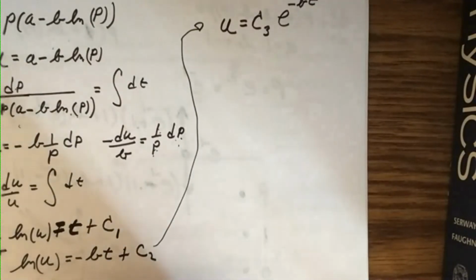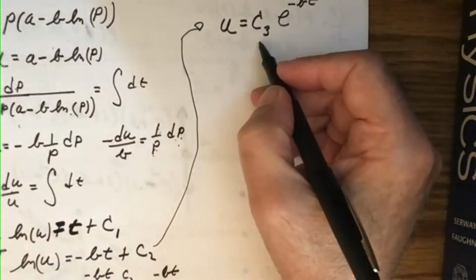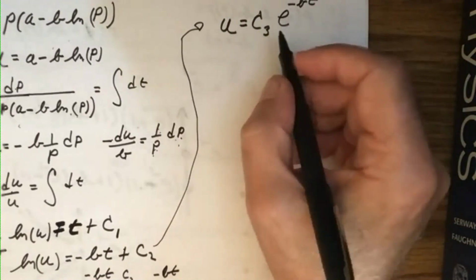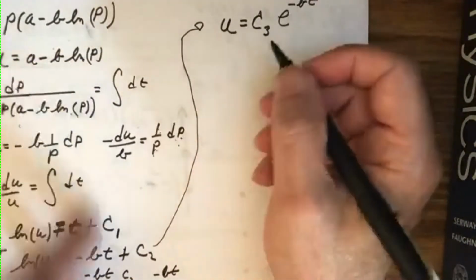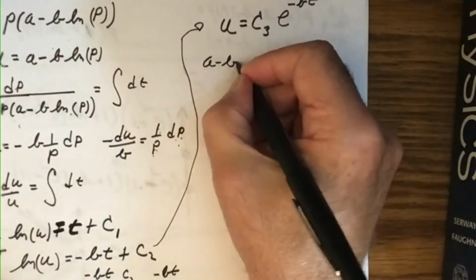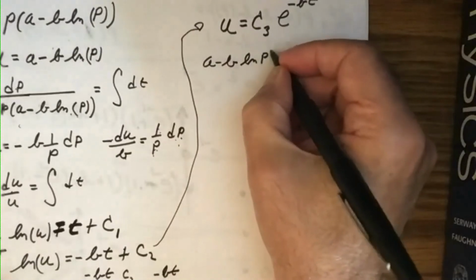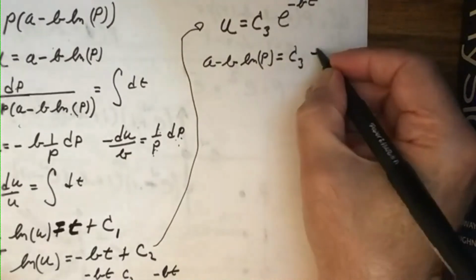I can write this as u, and I can write this as e to the minus times e to the C2. And then I can write that as e to the minus bt, and then I can call this C3. Okay. All right. So now I got u is equal to this. But now remember, u is this here, right? I have it in terms of u. I need to put it back in terms of p. So now I get a minus b, the natural log of p is equal to C3 e to the bt.